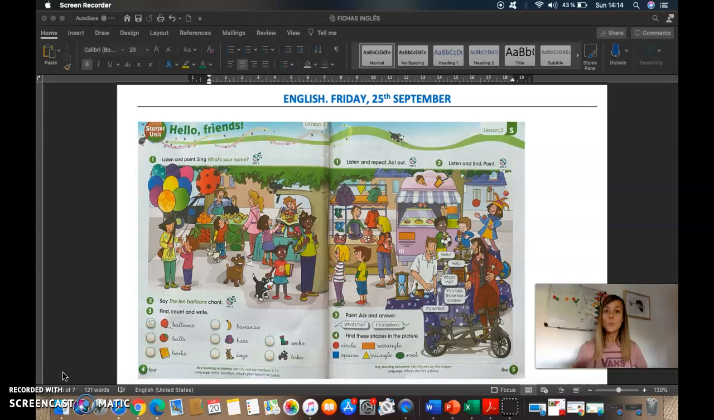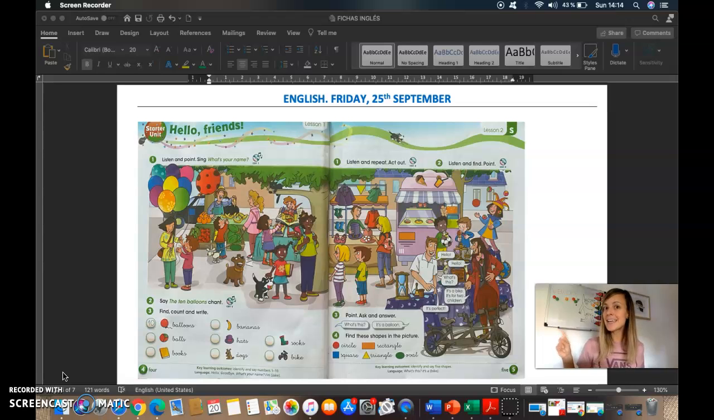Okay, but today, what day is it today? Yesterday was Thursday. So today is Friday. Yesterday was 24th. So today is 25, but for date we say 25th. What month is it? We are in September. And the year is 2020. So today is Monday, Tuesday, Wednesday, Thursday, Friday, 25th of September 2020.